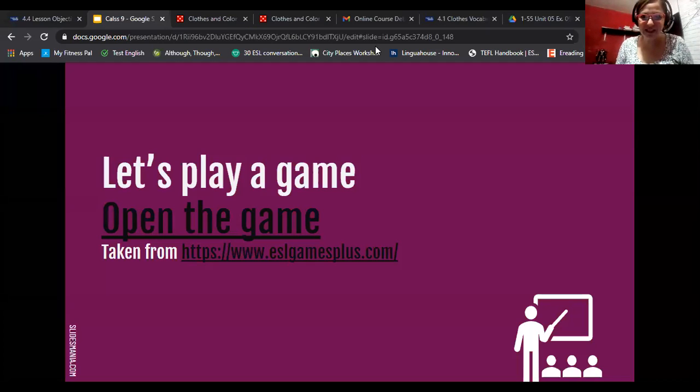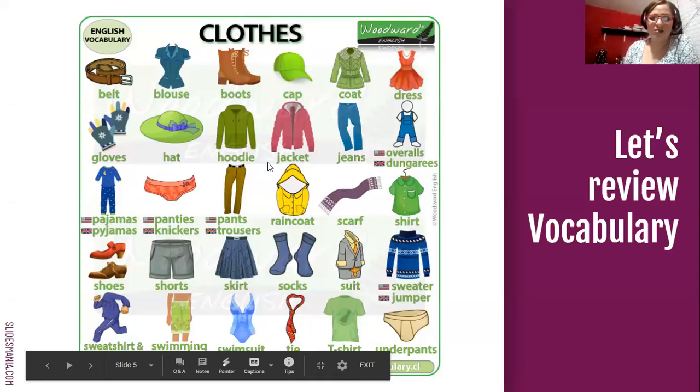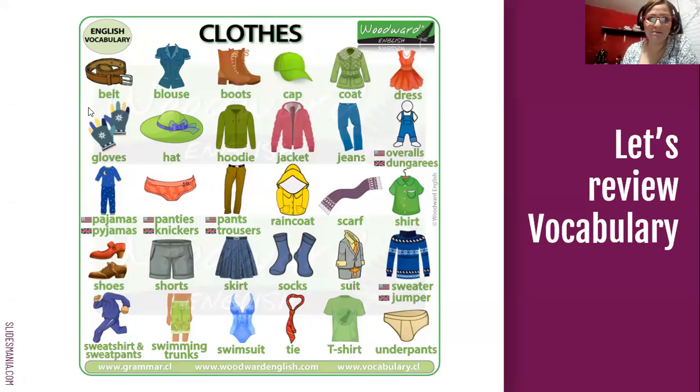Okay, but now, wait. Hay que seguir acá. Okay, here we have like extra vocabulary for clothes. Okay, unas que ya están en el video, but there are some that I'm going to say and you repeat. Belt. Blouse. Boots. Cap. Coat. Dress. Gloves. Hat. Hoodie. Okay, the hoodie is like the sweater, pero tiene capucha.